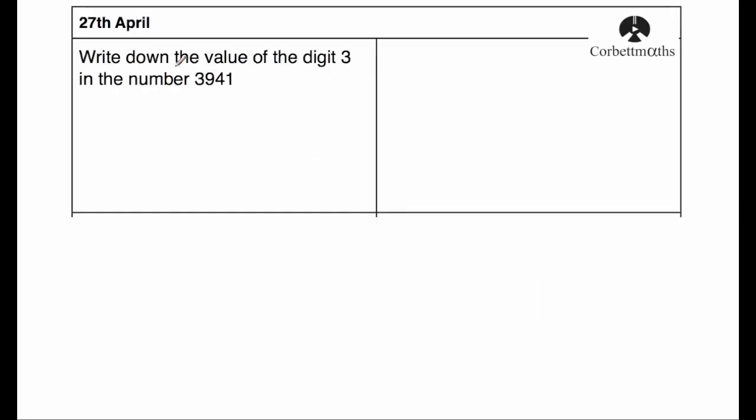Our first question says write down the value of the digit 3 in the number 3,941. Obviously the 3's in the thousands column, so it's 3,000.